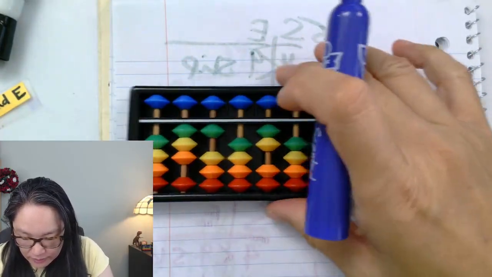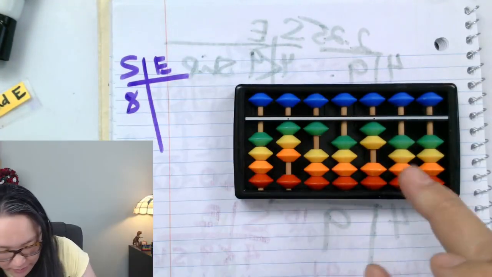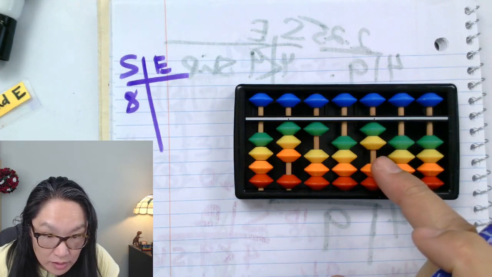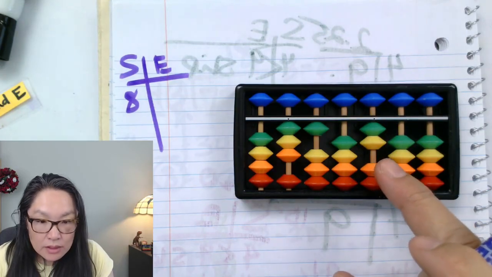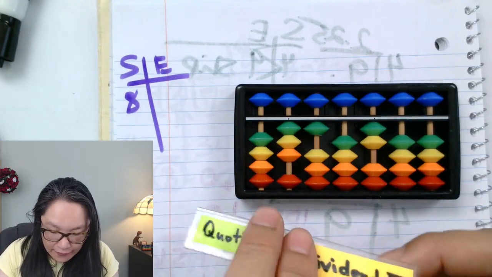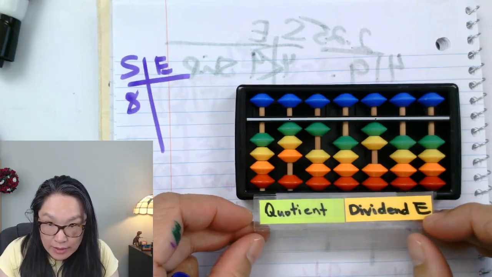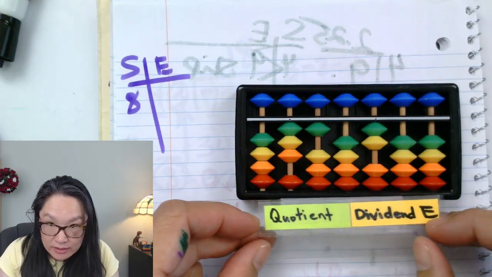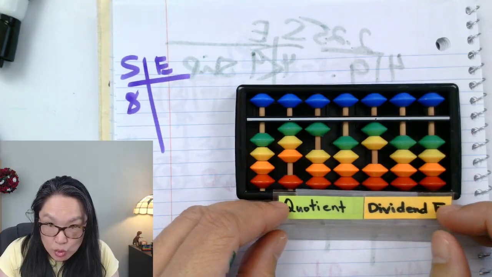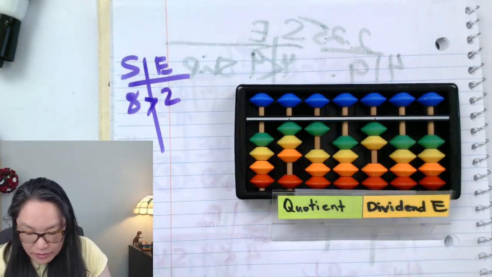My dividend is 8. You start off with the dividend on the abacus, but the end of the answer is left. Yes, that's why I have this to label, and it moves as I finish the dividends. So my dividend is 2. My divisor is bigger.